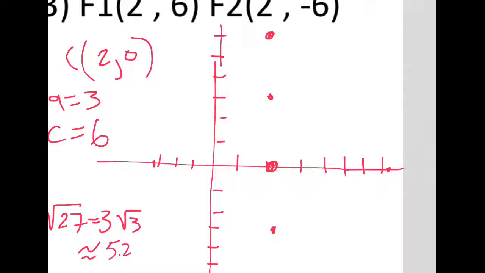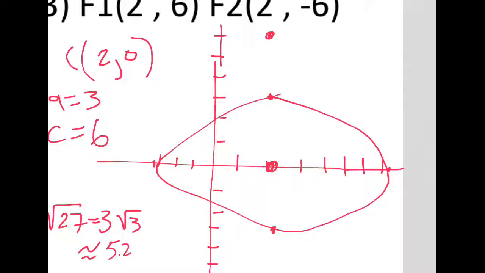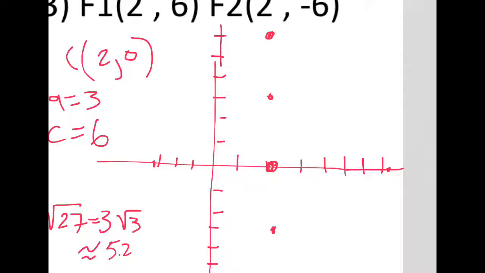So remember, if we were doing an ellipse, we'd be like, woo, we're done. But it's not an ellipse, it is a hyperbola. So we need to sketch in our box to then help us get those asymptotes. Just like that. Boom, boom, boom, boom.